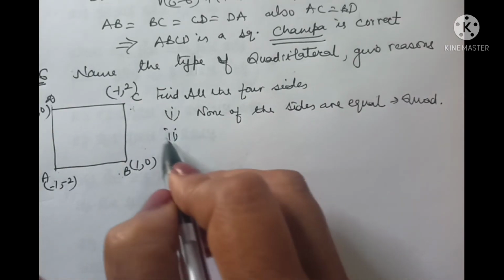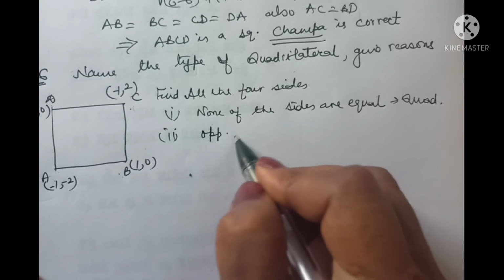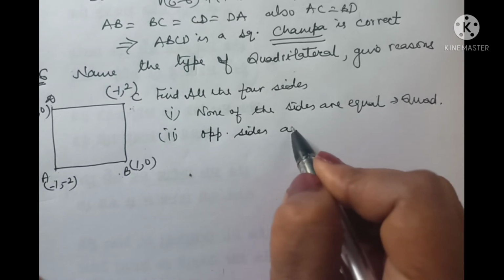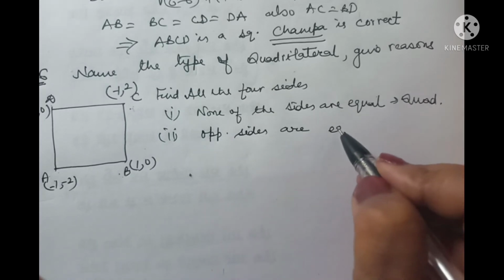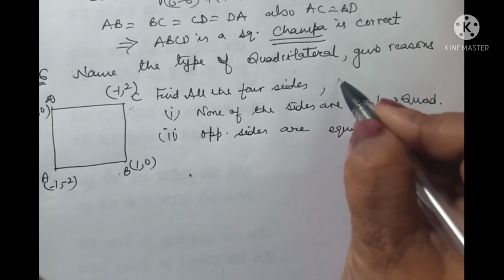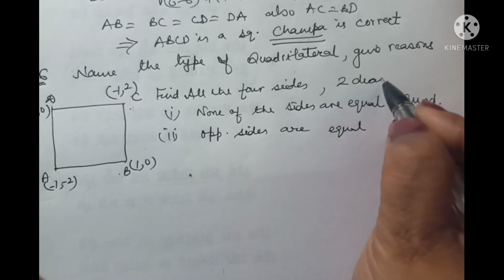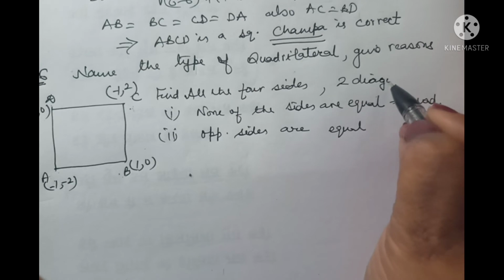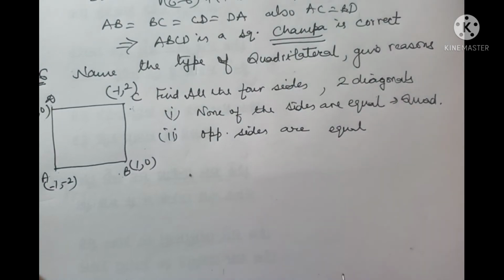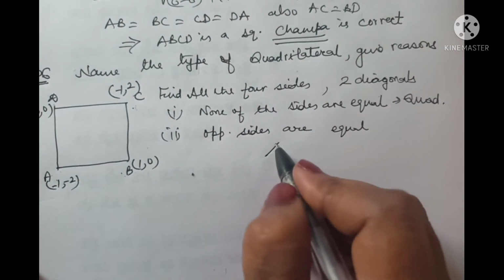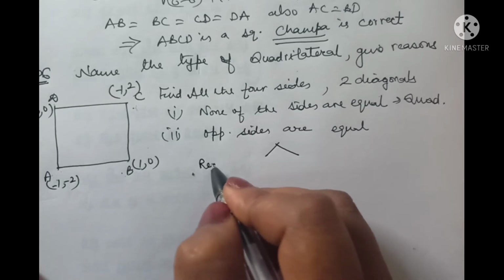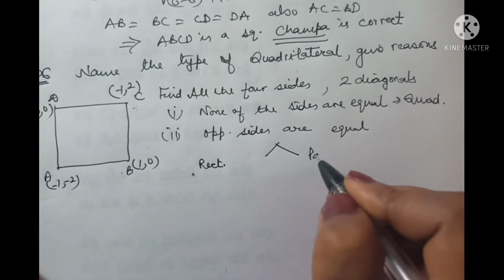In case opposite sides are equal, then you find the 2 diagonals also. So mostly you have to find all the sides and the 2 diagonals. If the opposite sides are equal, it may be a rectangle, it may be a parallelogram.